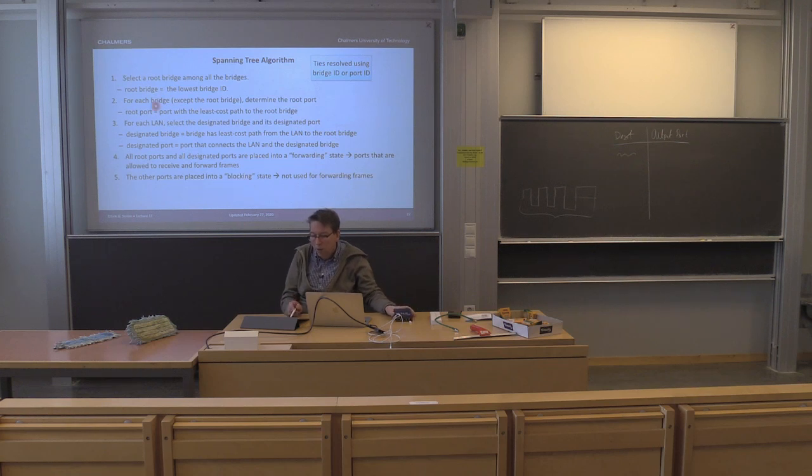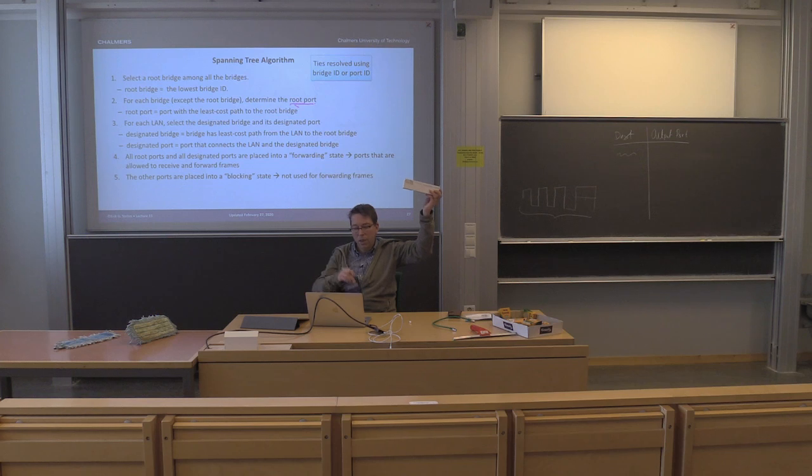Then for each bridge, except for the root bridge, we determine what's known as the root port. Suppose the root bridge is this one, and here we have another bridge. It has 5 ports, and one of these ports has the closest or least cost path to the root, and that is called the root port. So one out of these 5 will be the root port. The root port is the port with the least cost path to the root bridge. We will talk about how to state what the cost of a path is in a second.